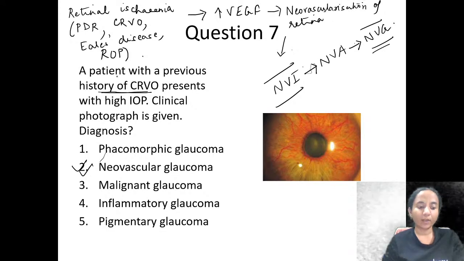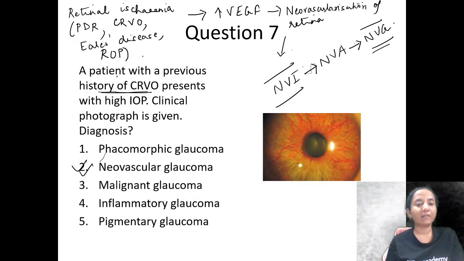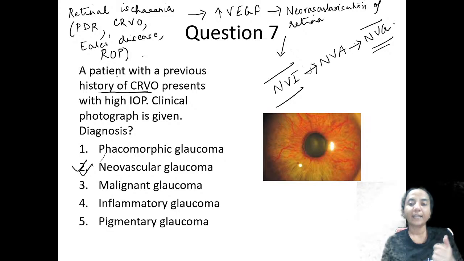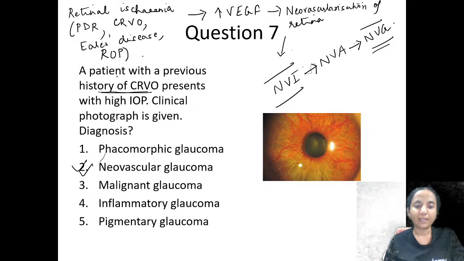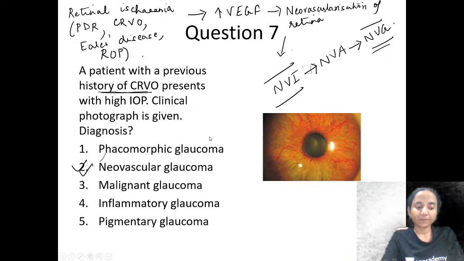So see, these disorders which give rise to retinal ischemia, like proliferative diabetic retinopathy, CRVO, Eales disease and ROP, give rise to an increase in VEGF, neovascularization of the retina, and subsequently, if left untreated, neovascularization in the anterior segment in the form of NVI, then NVA, that is neovascularization of the angle, and subsequently NVG, that is neovascular glaucoma. Okay? So that is the importance of this history of CRVO in this question. Okay, sure. Let's go to the next question.